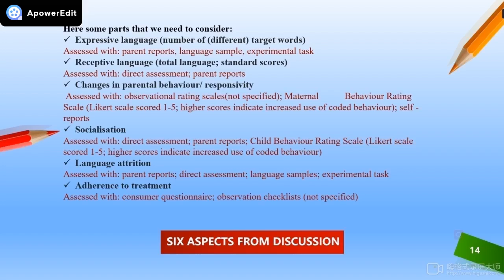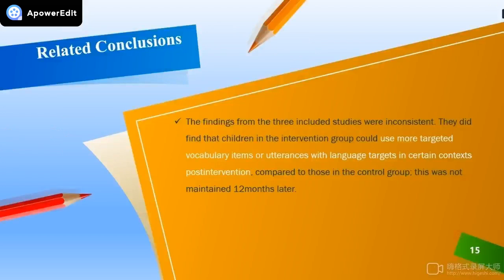And then the author had some conclusions. In this paper the author found a lot of studies, but only 3 main studies to discuss. The findings from the 3 included studies were inconsistent, and they found the children in the intervention group could use more targeted vocabulary items, or utterances with language targets in certain contexts, post-intervention compared to those in the control group, and this was not maintained 12 months later. Because even if we have coaching and training for parents or children, the effect of the training of the intervention is limited.